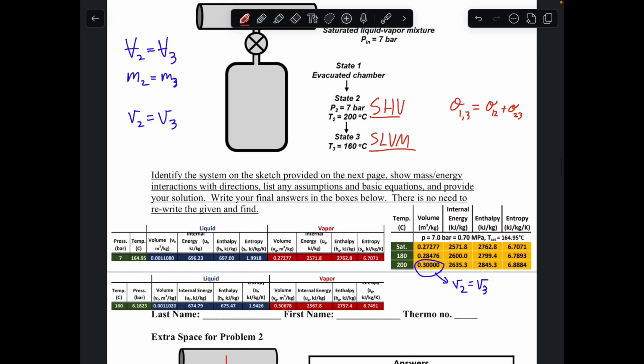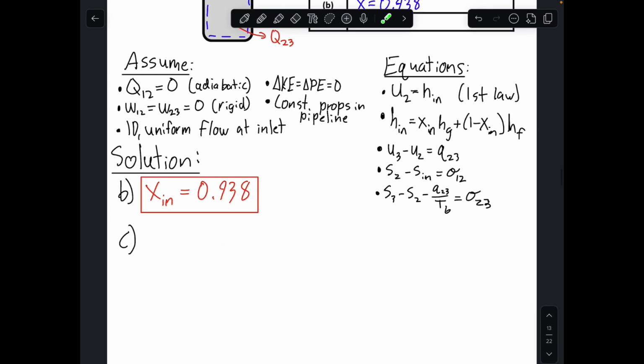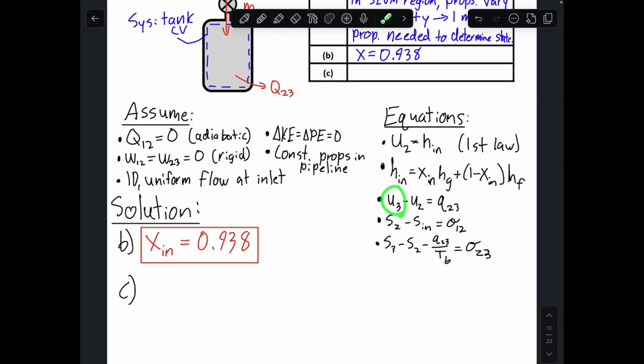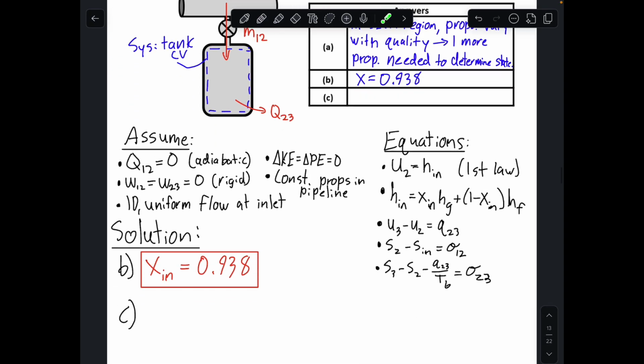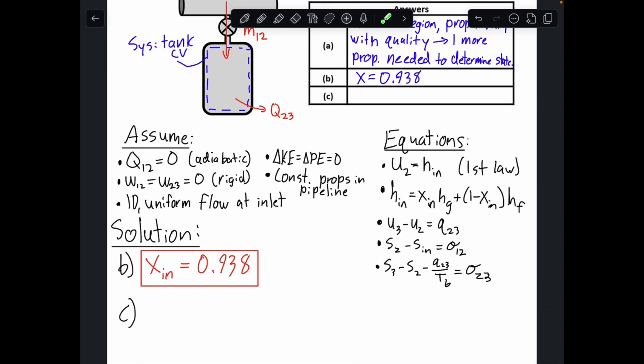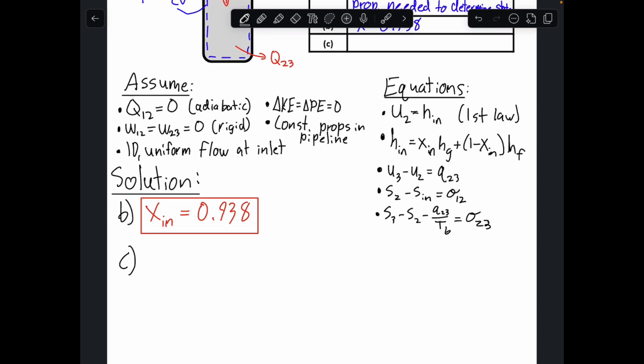Okay, so that is to say that we can find the value for U3 by using our SLVM tables and our quality equation based on this fact that we have the specific volume. So let's start by computing the quality using our quality equation. Remember in the last part of the problem, we rearranged the quality equation. I'm just going to write that rearranged version here.